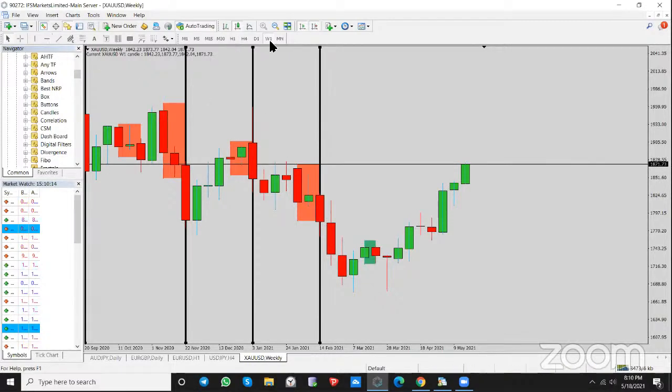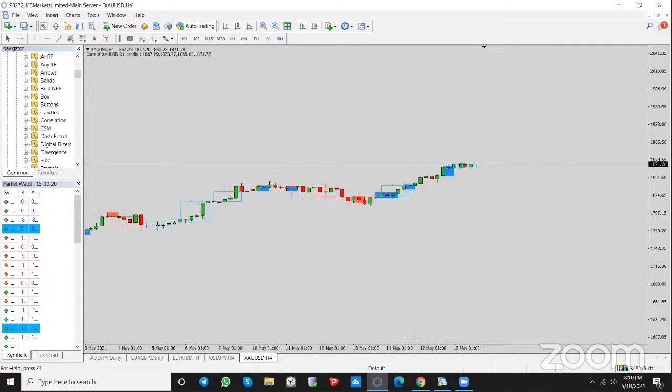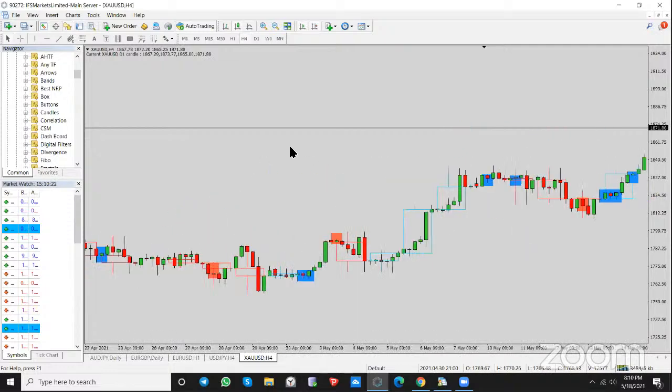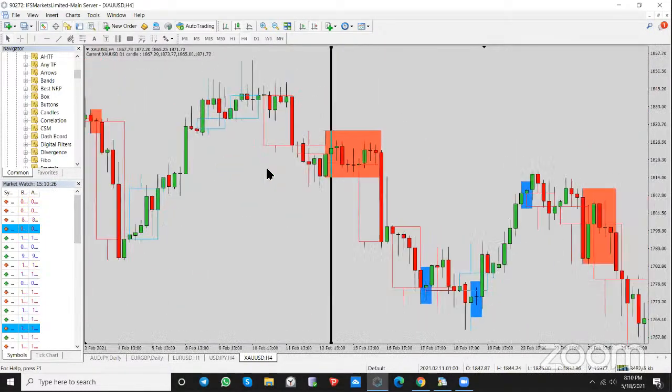Now, from the weekly time frame inside bar, just go down to H4. Right, so you can see this is what I'll be waiting to trade.